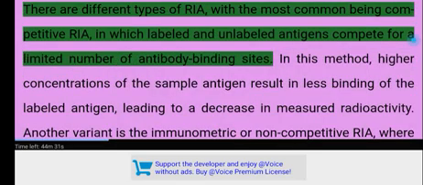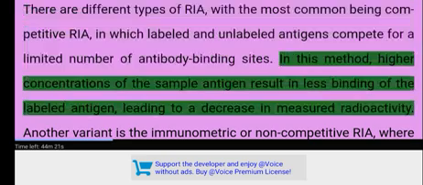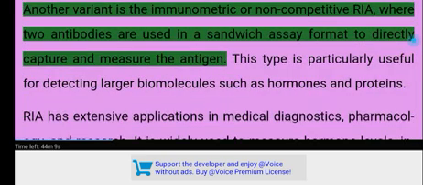There are different types of RIA, with the most common being competitive RIA, in which labeled and unlabeled antigens compete for a limited number of antibody binding sites. In this method, higher concentrations of a sample antigen result in less binding of the labeled antigen, leading to a decrease in measured radioactivity. Another variant is the immunometric or non-competitive RIA, where two antibodies are used in a sandwich assay format to directly capture and measure the antigen.